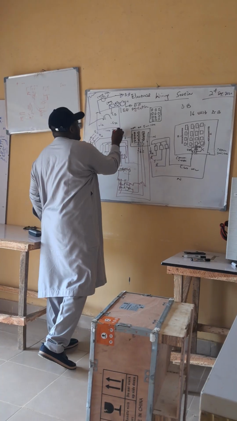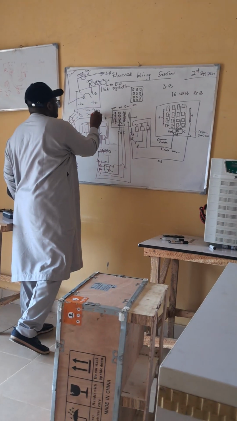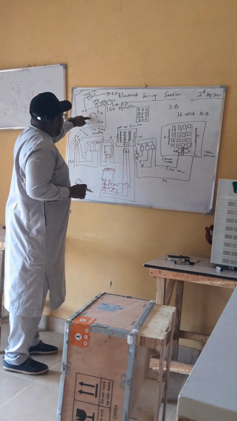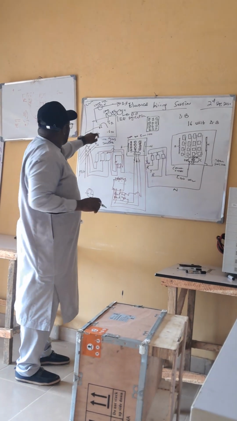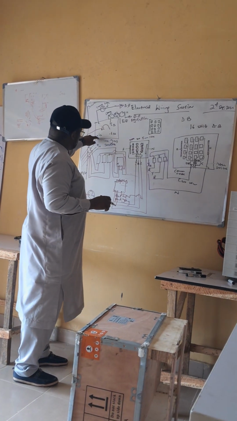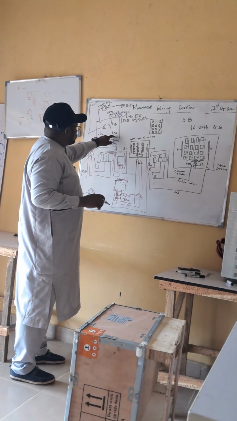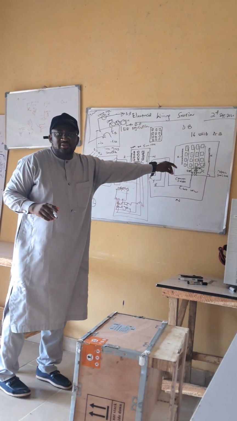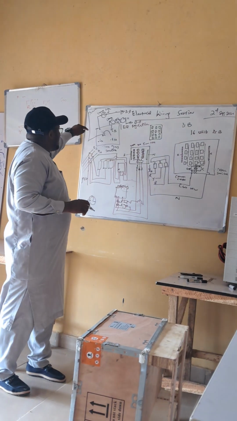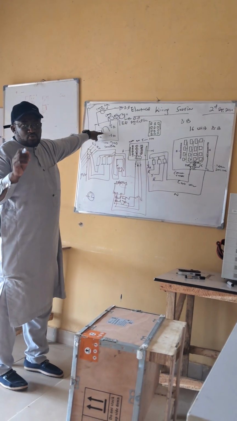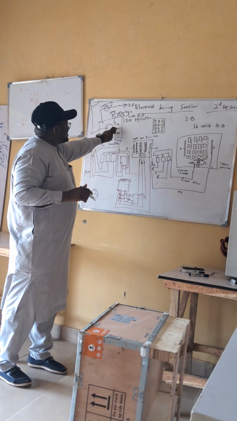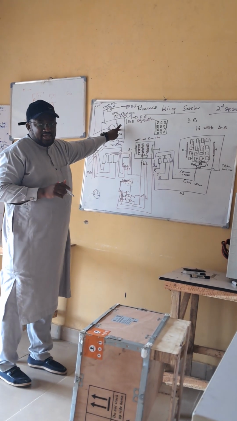two gang switch here, which means we have here L, which is the live cable. We have L1, L2, L21, L22. So the cable coming from the DB here, live, will pass through this L. This has power.